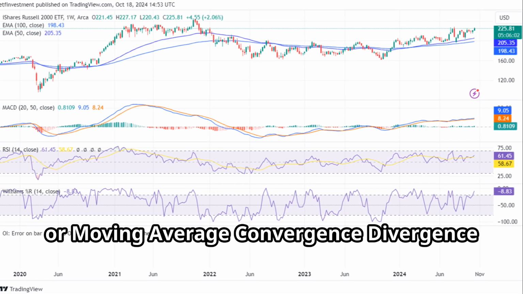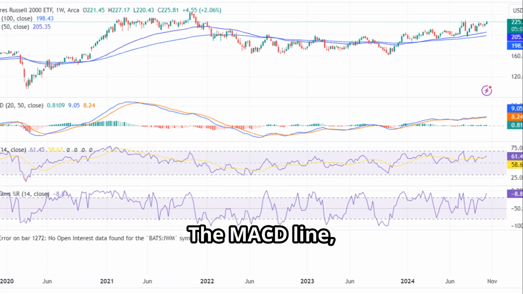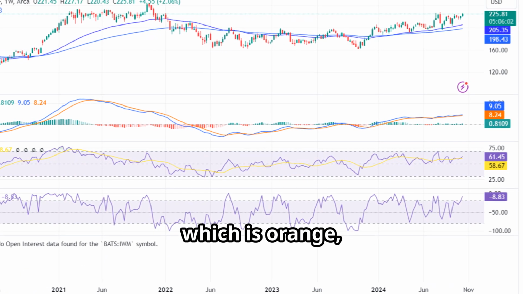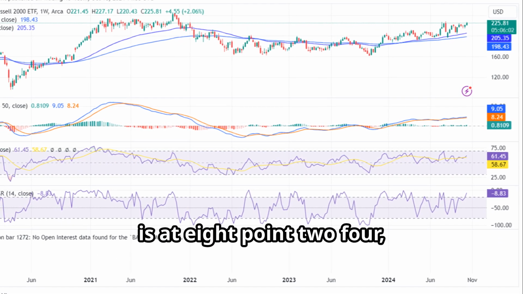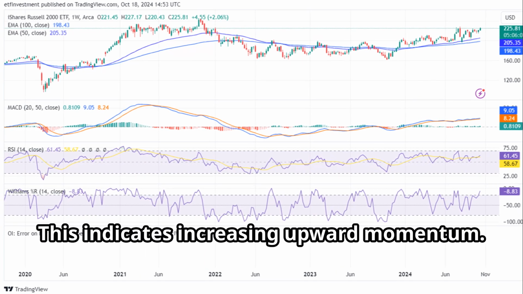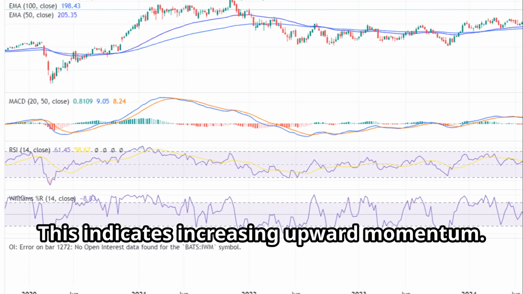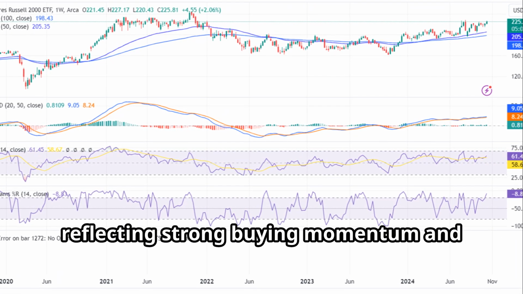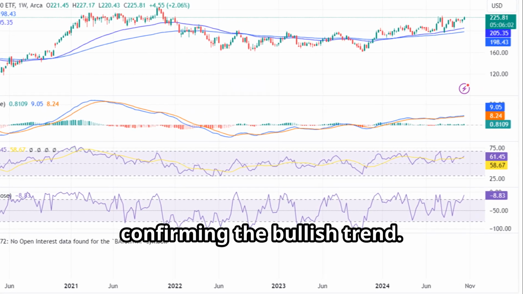MACD, or Moving Average Convergence Divergence. The MACD line, which is blue, is at 9.05, and the signal line, which is orange, is at 8.24, showing a bullish crossover. This indicates increasing upward momentum. The histogram is positive at 0.8109, reflecting strong buying momentum and confirming the bullish trend.